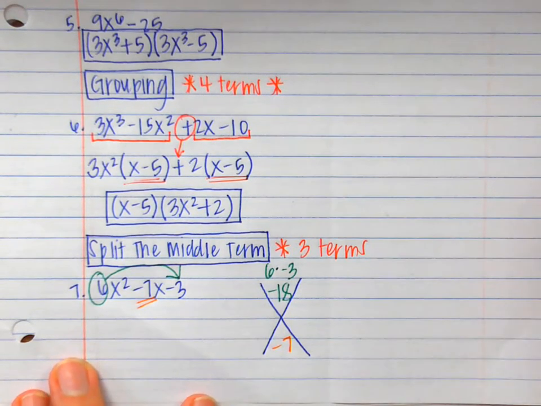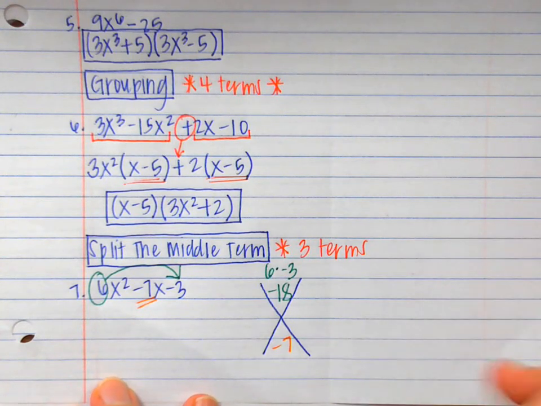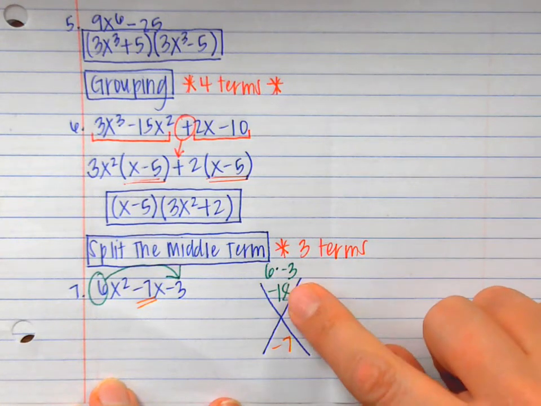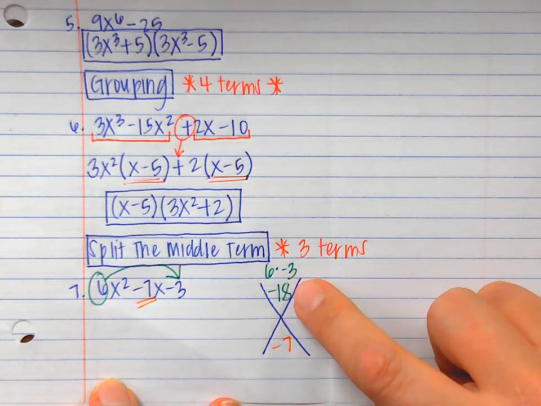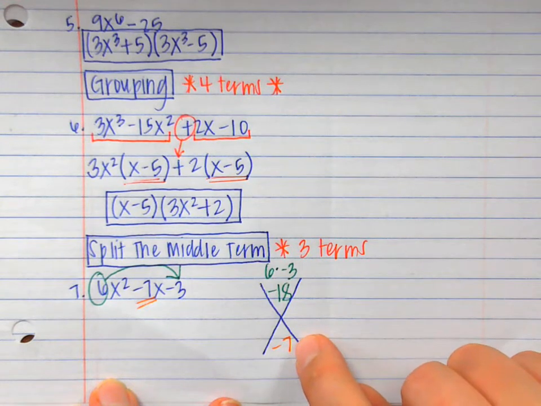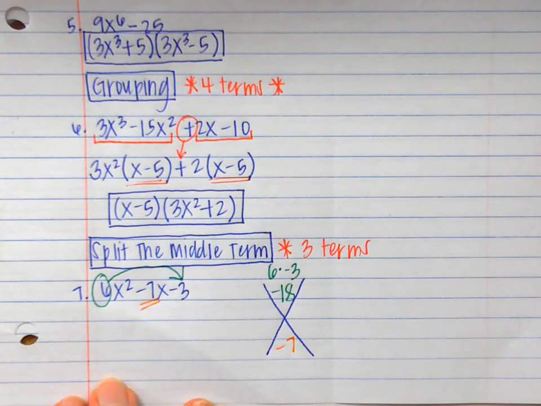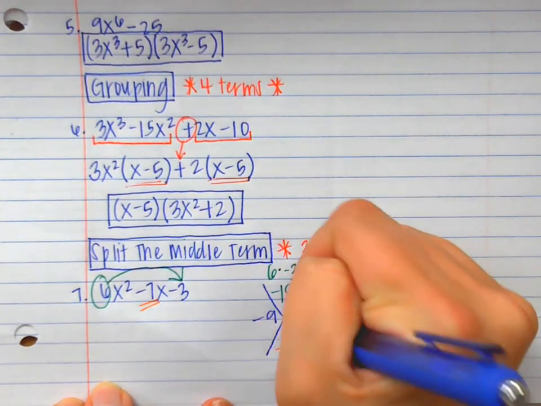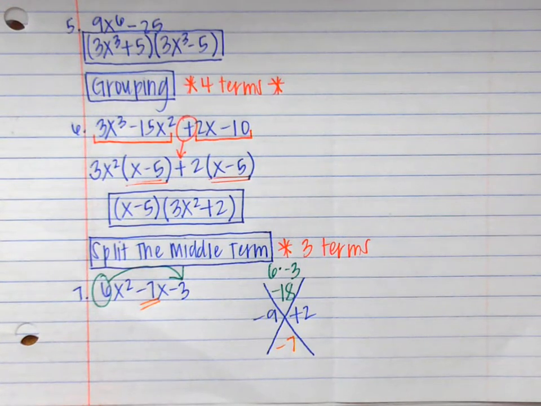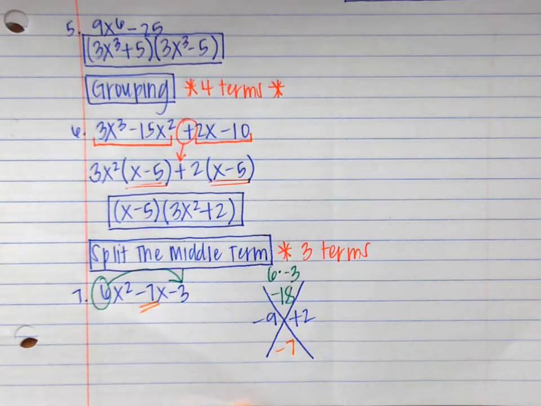Now remember, hopefully that Algebra 1 moment is flooding back to you. We're thinking, what 2 numbers multiply together to get me negative 18 and add to get me negative 7? So pause for a second and think of those 2 numbers. What are 2 numbers that multiply together to get me negative 18 and add to get me negative 7? And if you're thinking negative 9 and positive 2, you would be correct, because negative 9 times positive 2 is negative 18, and negative 9 plus 2 is negative 7.